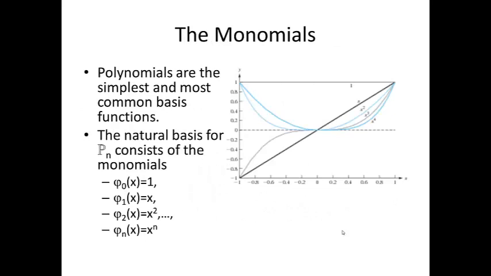So, the simplest way to do this, the most common basis functions are polynomials, and the natural basis for the polynomials consists of the monomials. And the monomials are 1, x, x squared, x cubed, all the way out to x to the n. And these are the basis for the polynomial functions. The graph here shows the first 5 monomials: 1, x, x squared, x cubed, and x to the 4th.